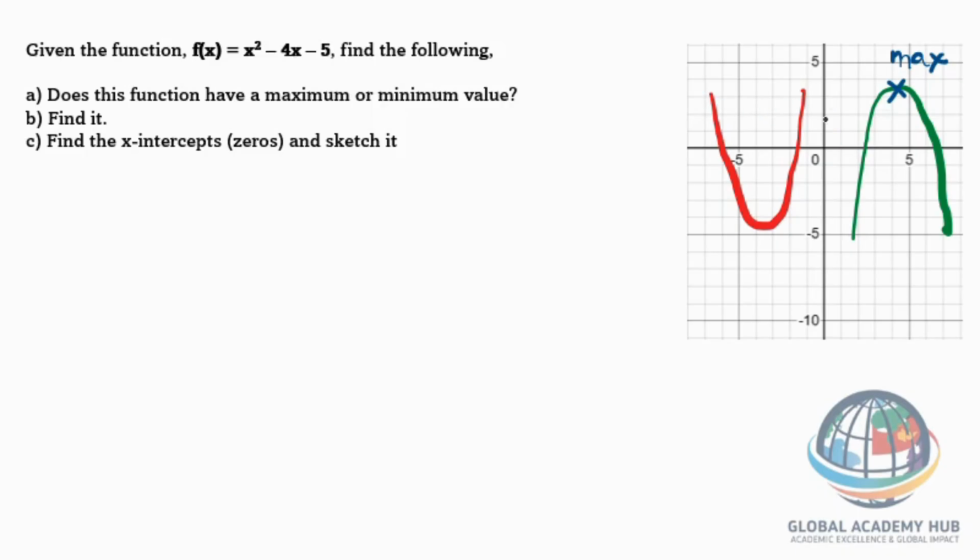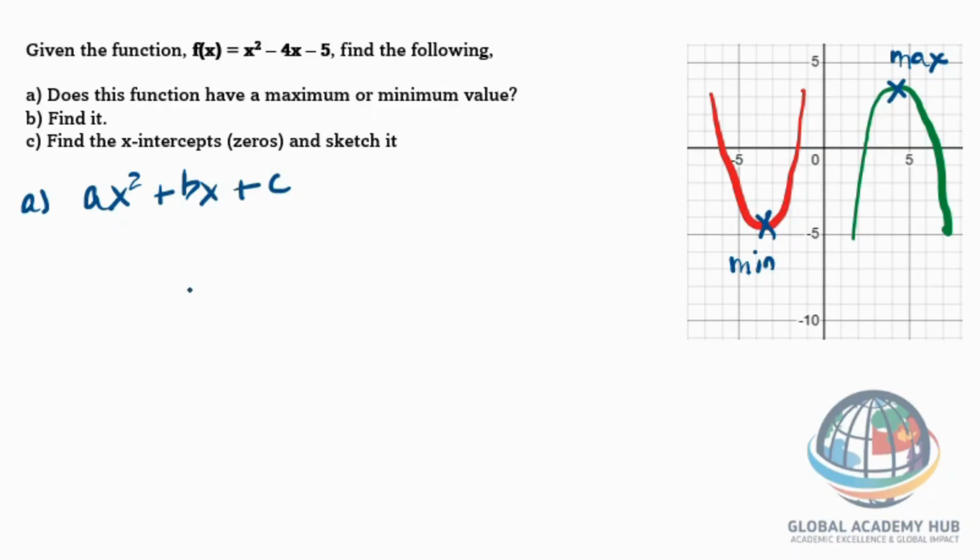If it opens upwards, like the red one, which is a U, right here, there's a point where it doesn't go any lower, and that is called a minimum. So we really have to tell if it's going to open up or open downwards like the green in order to answer part A. So how do we do that? Well, first, we have to make sure our equation is in the form ax² plus bx plus c, where a is the leading coefficient.